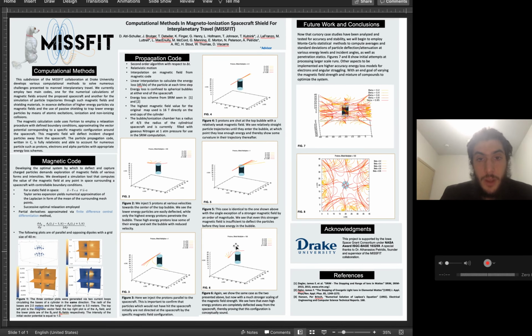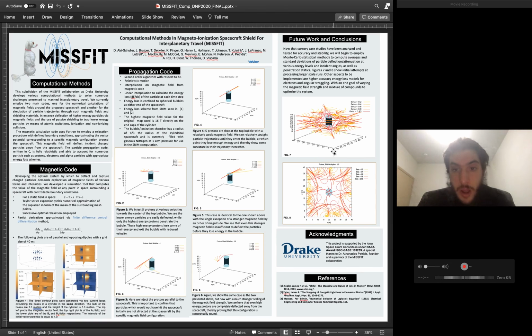Now, from this, we're able to produce lots of runs, and we see here from a top-down view of 170 particles that only from very specific starting points and with very high energy they're able to penetrate into the spacecraft.